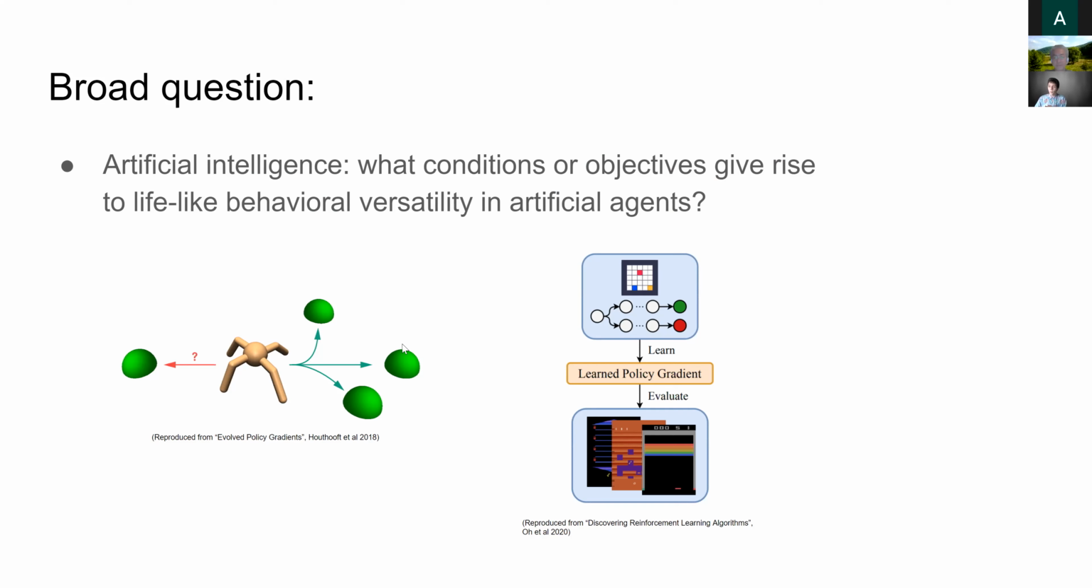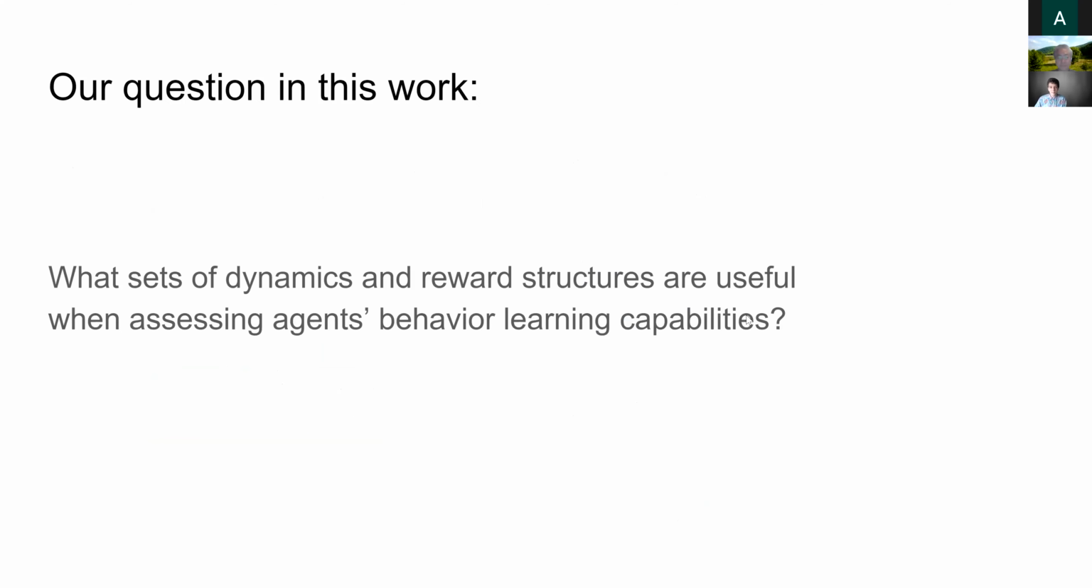So we're wondering what sorts of conditions would be needed to get lifelike behavioral versatility on a full range of dynamics style tasks that are more biologically plausible perhaps than these Atari games. Our more specific question in this work is somewhat narrower. What sets of dynamics and reward structures, or in short, what tasks, are useful when assessing agents' behavior learning capabilities? Naturally, if we were to have some set of tasks that was good at assessing these capabilities, then we would be able to use that for purposes of meta learning, for purposes of assessing multitask learning, and for a variety of other reasons.